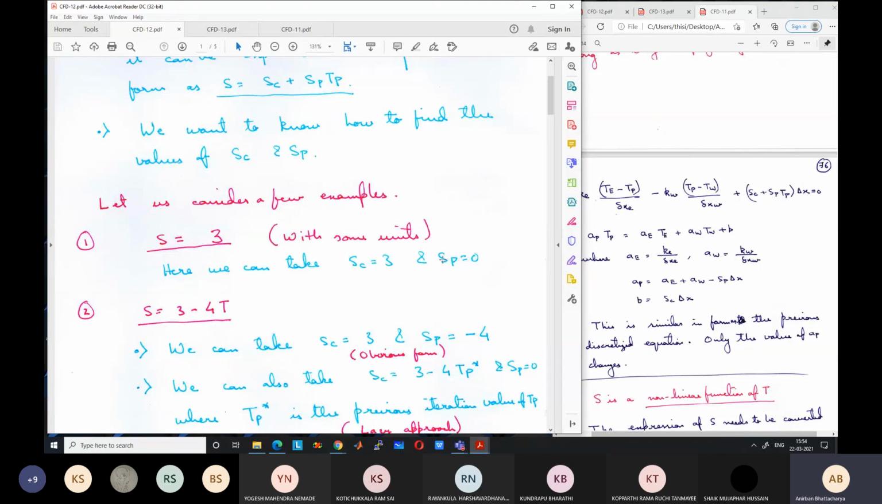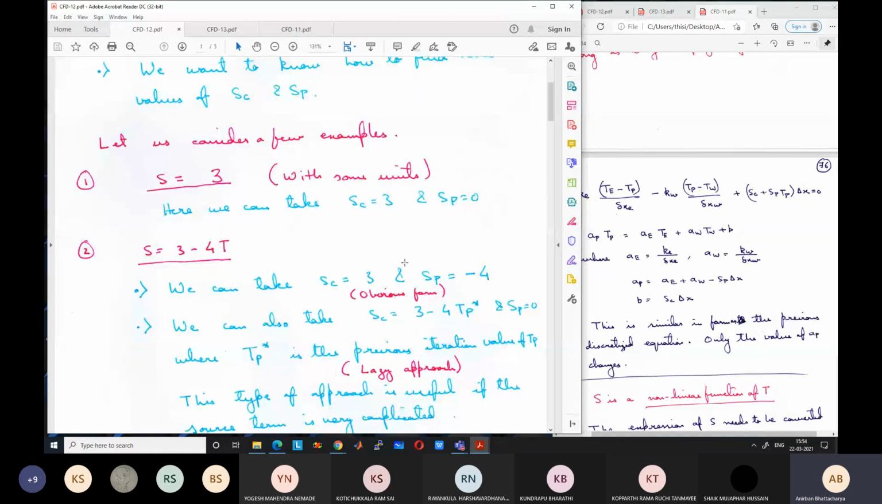So the next case is given as a source term. Some source term is there in the heat transfer energy equation, where the source term is negatively dependent on temperature. Say S is equal to 3 minus 4T. Okay, negatively dependent on temperature. So if the temperature increases, more energy actually goes away. So if this is the type of source term, one option is to take SC equal to 3 and SP equal to -4.